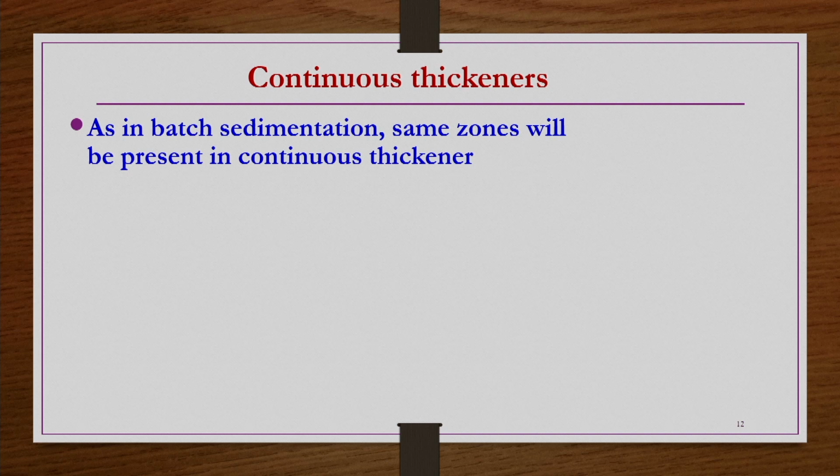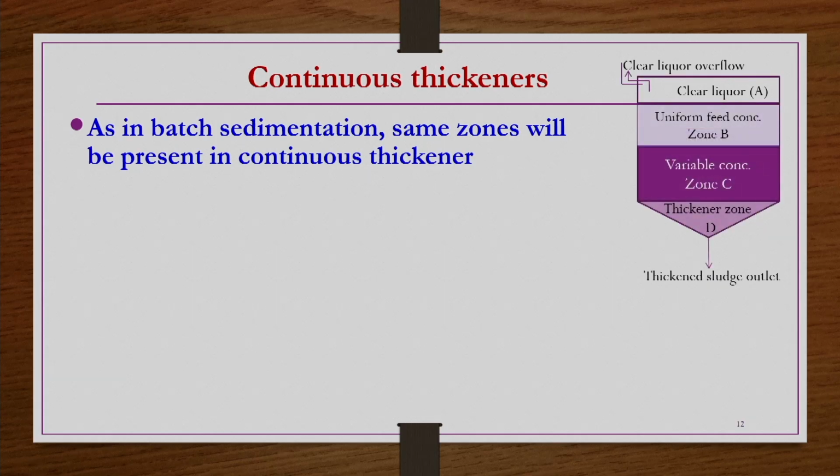If we see the continuous thickener pictorially, we can have an image like this. Here a cylindrical rake is there, and here we have a cylindrical container. As in batch sedimentation, there is a thickener zone at the bottom, and then a clear liquid zone at the top, A, and then the variable concentration zone C, and then the uniform feed concentration zone B. This picture is drawn at a certain time during the sedimentation process.